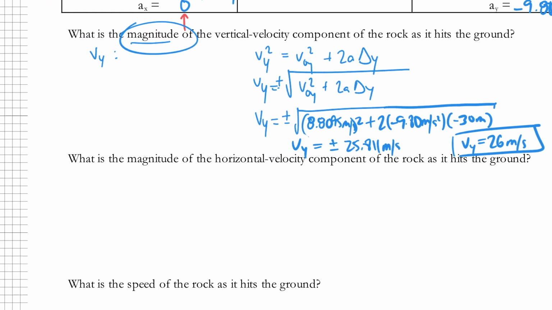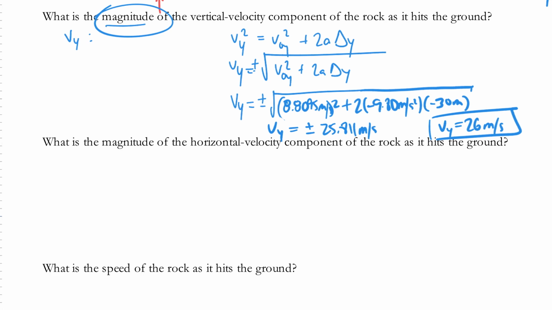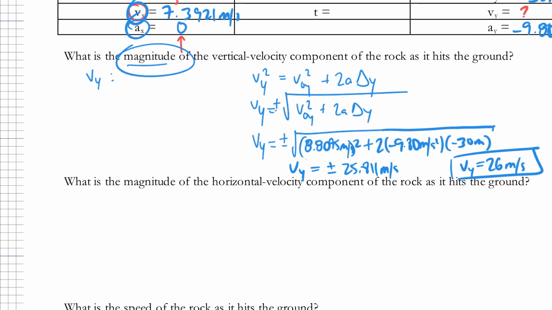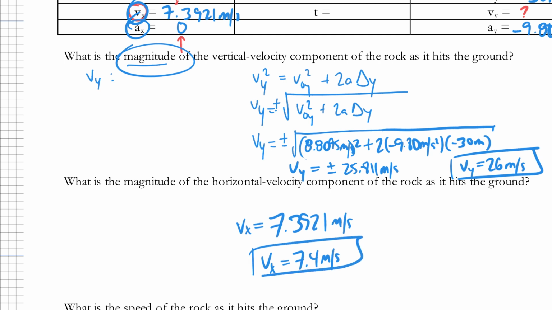What is the magnitude of the horizontal velocity component? Well, we don't even really have to do any work there, right? Because v naught in the x and v in the x are the same because the acceleration is 0. So we can just write this down as 7.3921 meters per second. So that's v in the x, the final. And because we only want 2 sig figs, we'll say v in the x equals 7.4 meters per second. Okay, cool. Moving on.